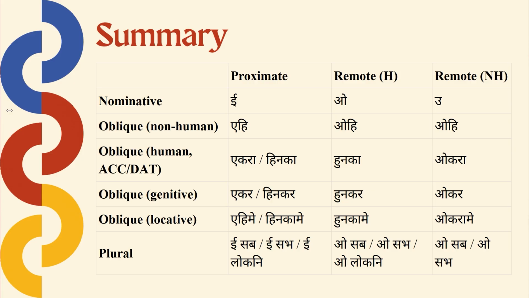And then finally we list the plural forms. For proximates it will be e sab, and for highly honorable it will be e loken. For remote honorific it will be o sab, or for highly honorific it will be o loken, and remote non-honorific will be either o sab or u sab, and in some contexts we can also use u sab.